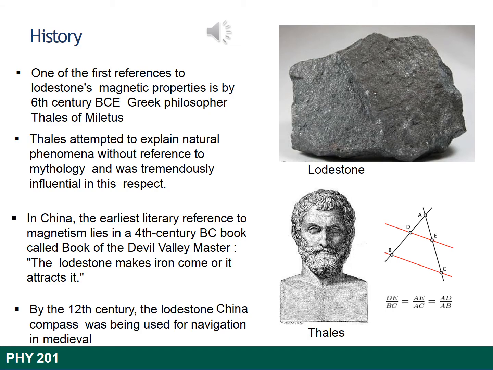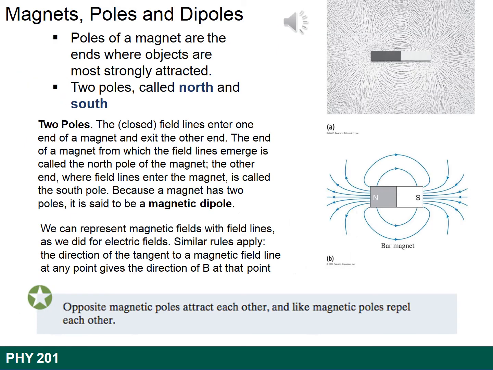Magnets exist in nature, and there's a magnetic field around them. So it's not something only made by humans, but we can find it in nature. A magnet has two poles, north and south, and the magnetic field lines are going from north to south, and the vectors of the magnetic field are tangent to these lines.